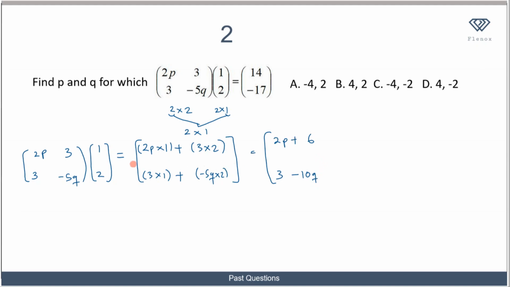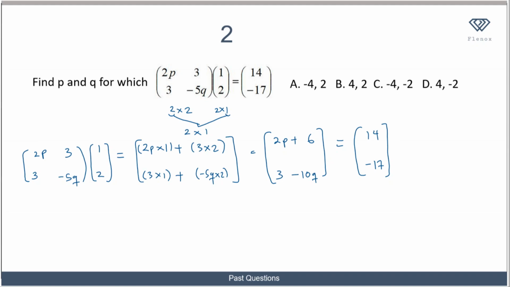So I'm told that the product of these two matrices is equal to 14 and minus 17. And what have we talked about in relation to equal matrices? We say that for two matrices to be equal, the corresponding cells in them must be equal. So this cell over here must be equal to what is here, and this cell over here must be equal to what is here.